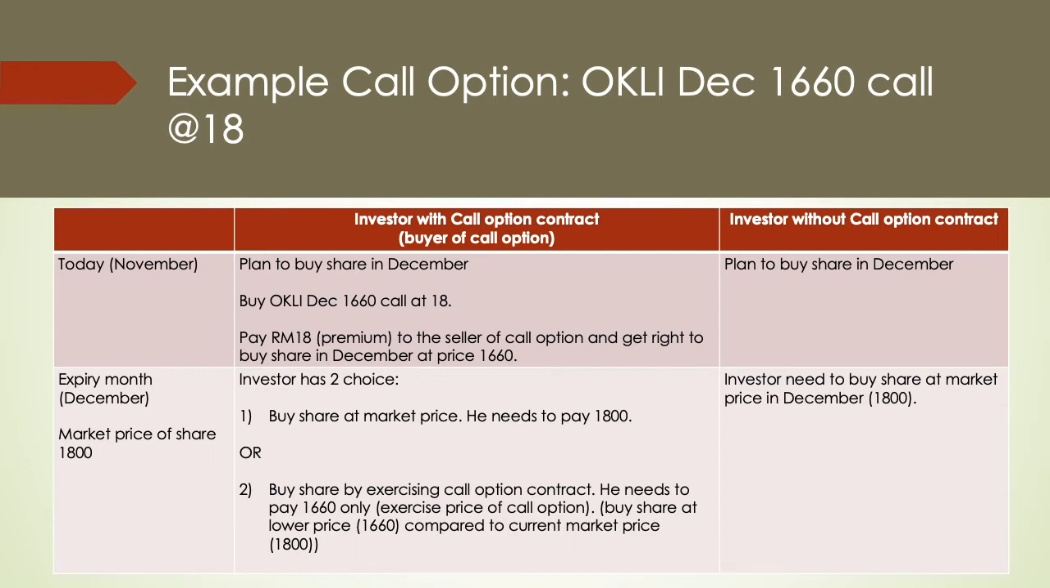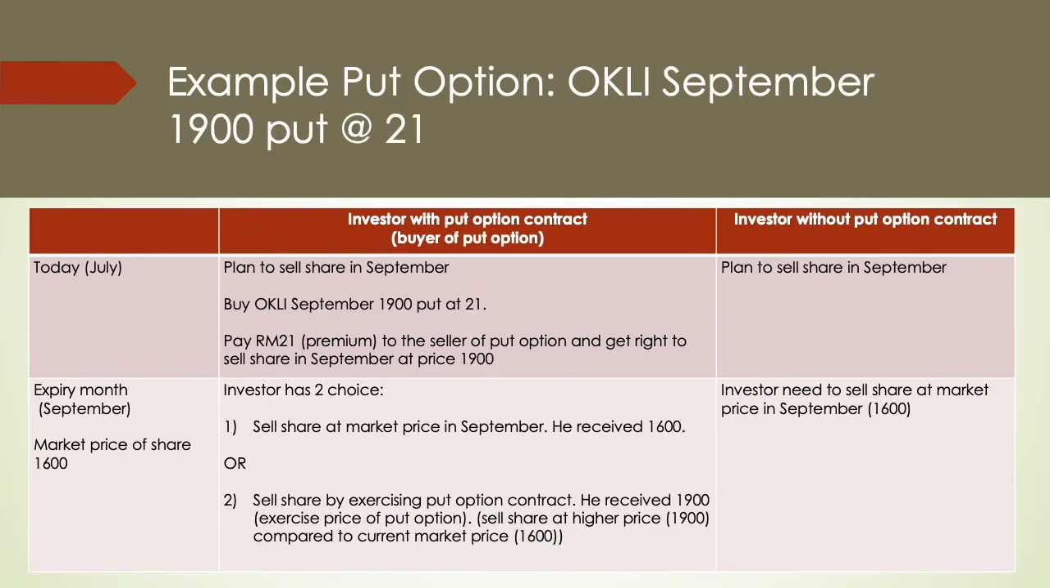Okay, so the difference between investor with call option contract and investor without call option contract is that at the maturity date, investor with call option contract has two alternatives to buy the share. He can buy at market price or he can buy using his call option contract. Now we look at example for put option contract.